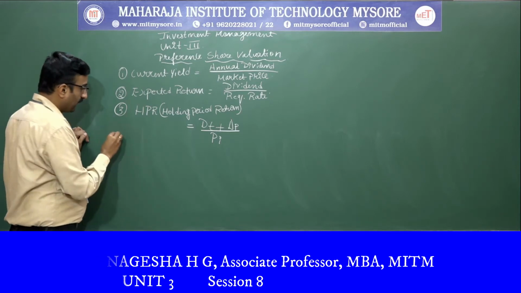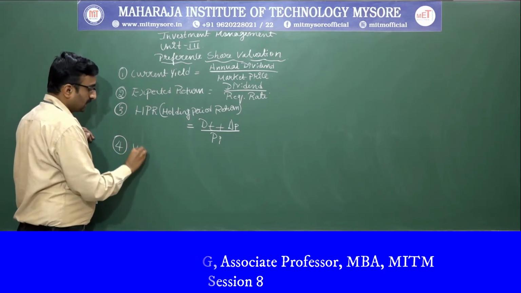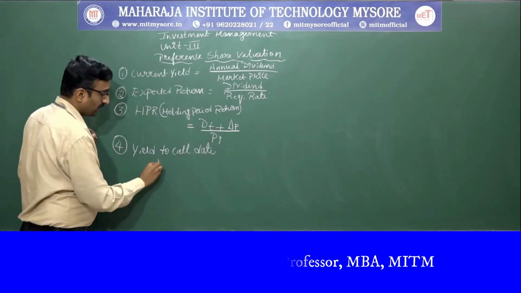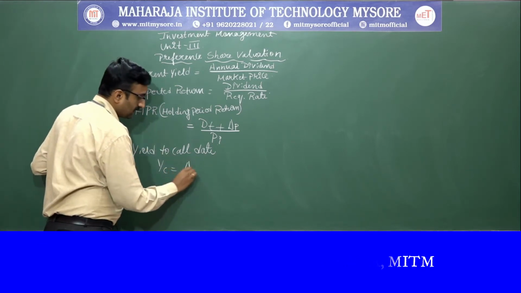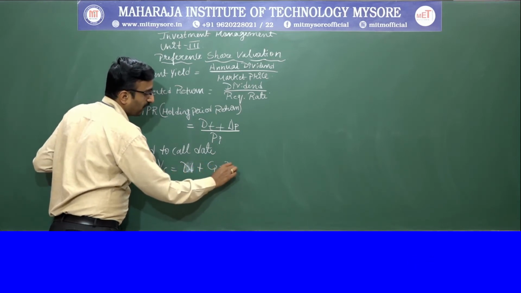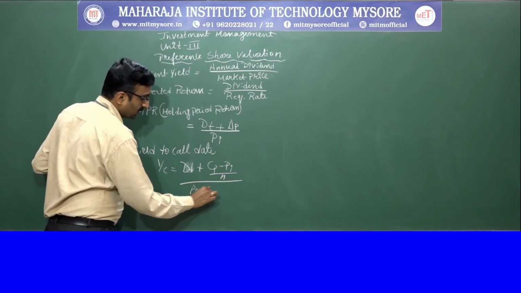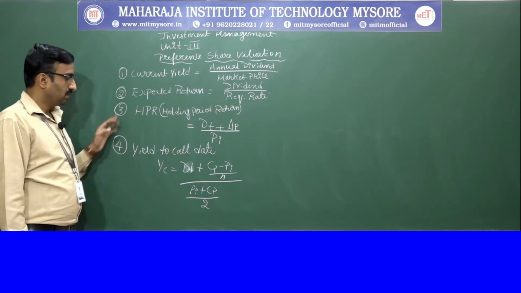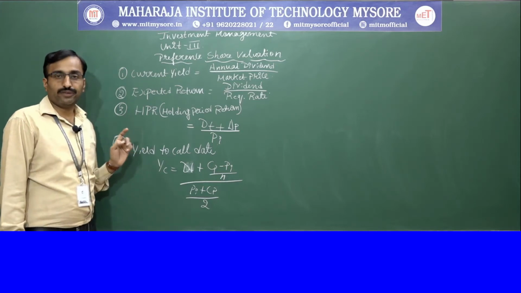Next, we also apply another one, that is yield to call date. YC is equal to another formula: DT plus CP minus PI divided by N, all divided by Pi plus Cp divided by 2. These are all the formulas we are going to apply. These are the 4 kinds of preference share calculation.